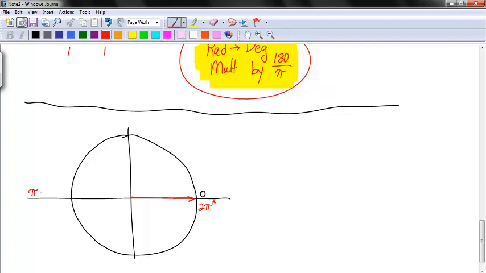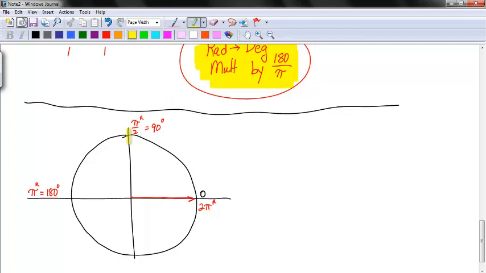Pi radians is equal to 180 degrees. If from here to here is pi, what's half of that? Pi over 2. So pi over 2 radians is actually 90 degrees. Okay?